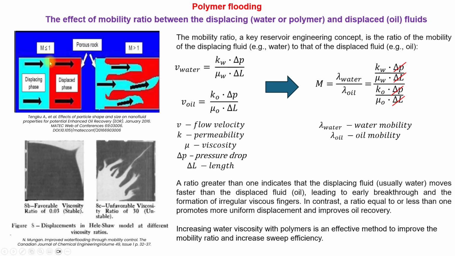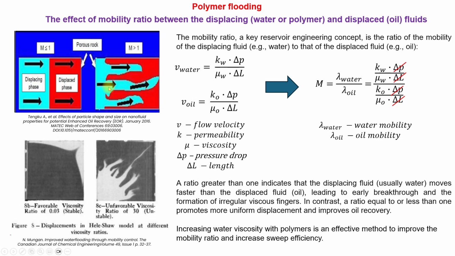At this point, let's figure out which conditions determine whether we are dealing with piston-like displacement or unstable viscous fingering displacement. Intuitively, you can say that if the velocity of water is equal to or less than the velocity of oil, then water will not tend to break through the oil bank. And if the velocity of water is greater than that of the oil, then water will tend to break through the oil bank by forming viscous fingers.